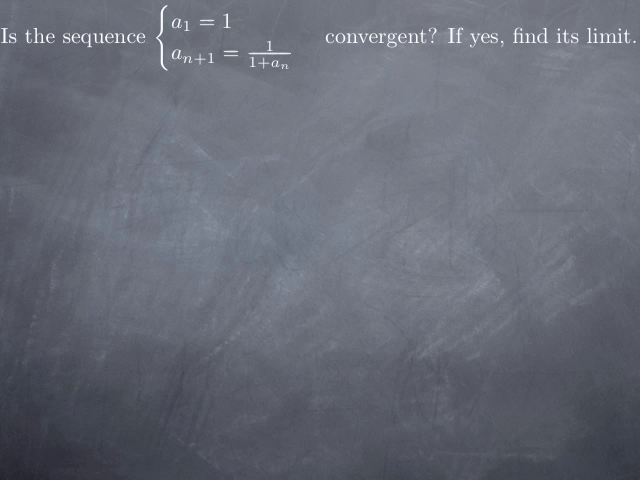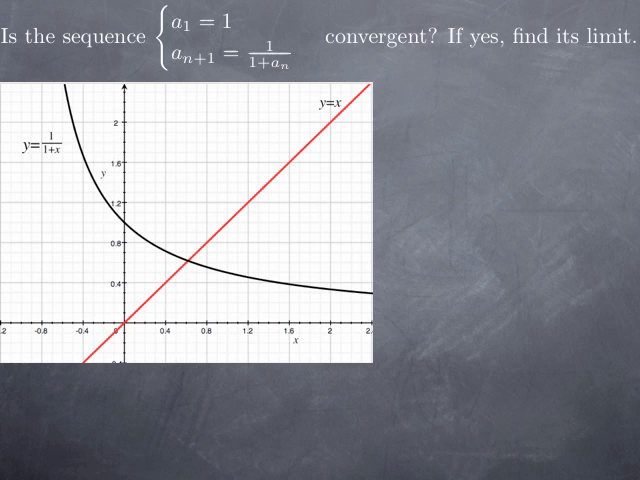This sequence is defined inductively by a1 is 1 and a(n+1) is given by 1 over 1 plus an. We want to know if it's convergent, and if it is, we want to find its limit. So we could start by taking a look at the graph of the function 1 over 1 plus x, because this is the function f that defines a(n+1) as f of an. And look at the intersection with y equal x. It looks like there is only one intersection and therefore only one possible limit.